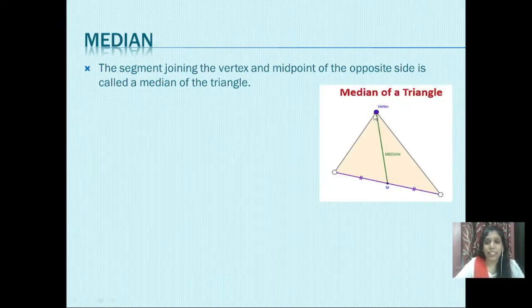Now this is a vertex. Now this vertex, we are joining to the opposite side and it is the midpoint, correct? So when we draw a line from the vertex to the opposite side, with this we try to find out the midpoint of the opposite side. So that is called the median of a triangle, and this is how it is represented.